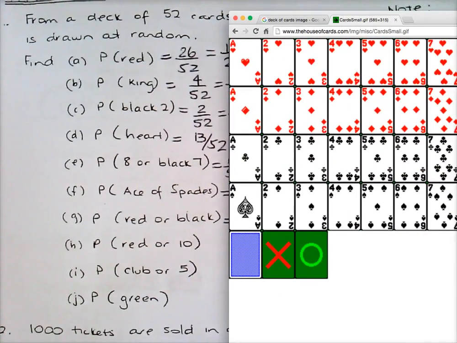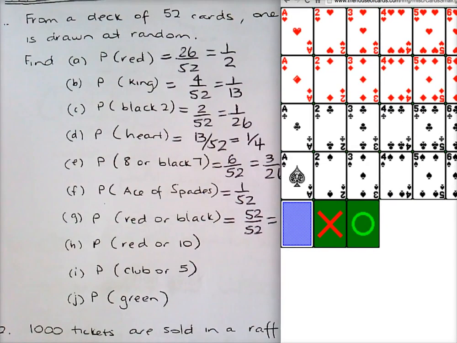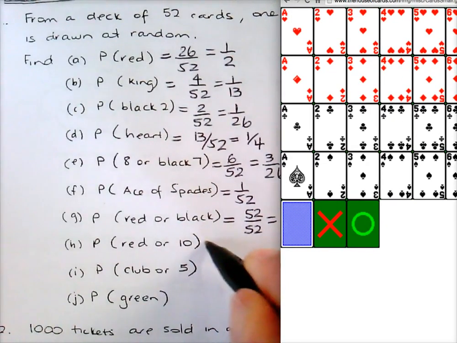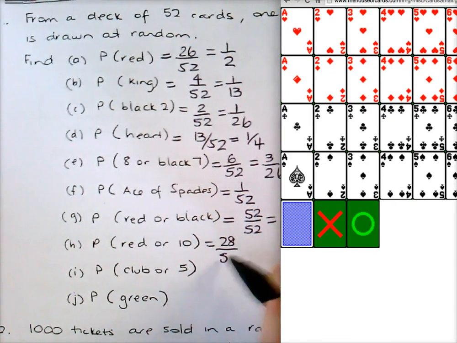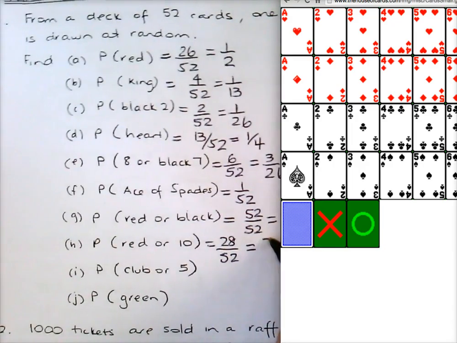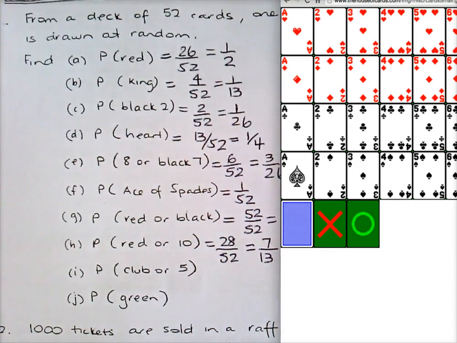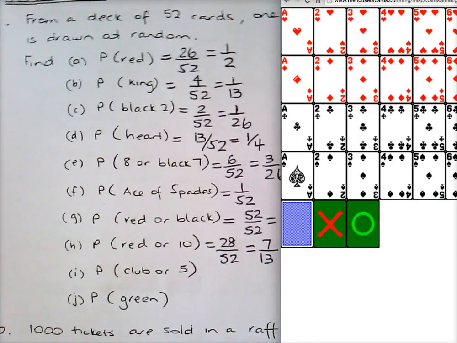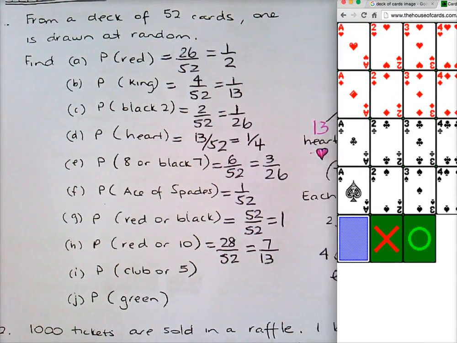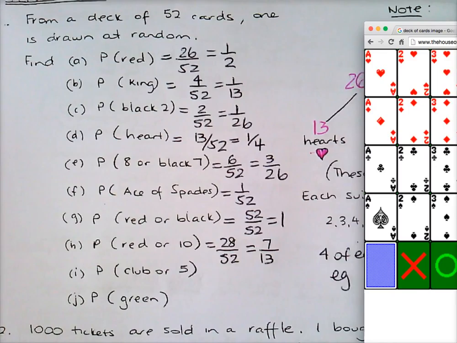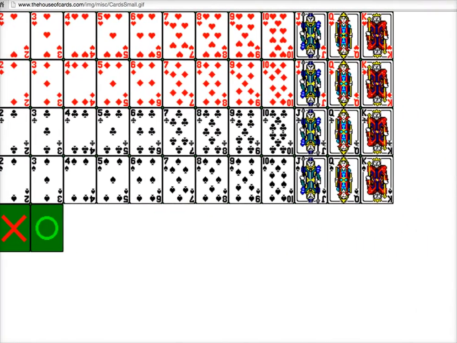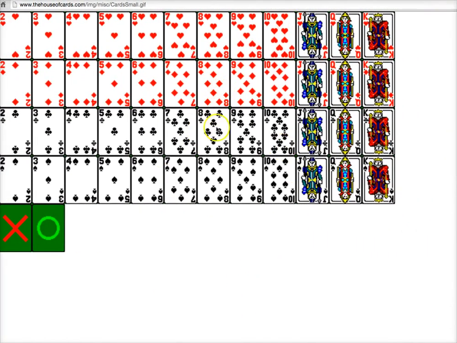Yep, it's one hole. 52 out of 52, which is one hole. Probability of a red, be careful. How many reds? But they include some tens. And we just add two more for the tens. So we've got 26 plus 2, 28 out of 52. Divide them both by 4, 7 on 13.